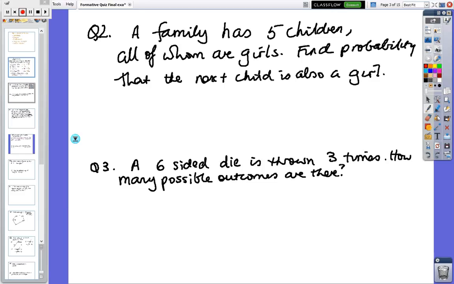Okay, having children are independent events again. So it doesn't matter how many girls there are. There could be 20 girls, but the chance of the next child being a girl is an independent event, so it still remains a half.